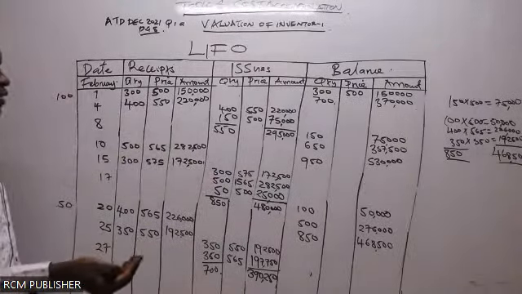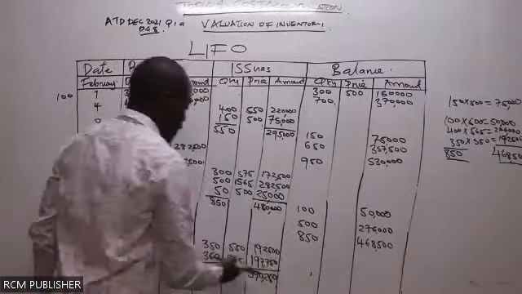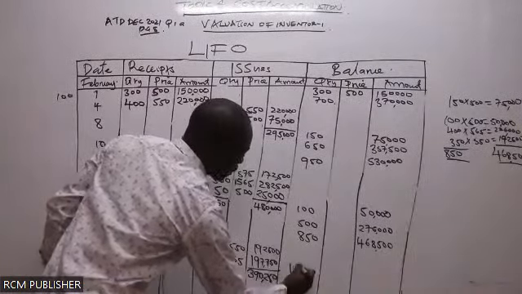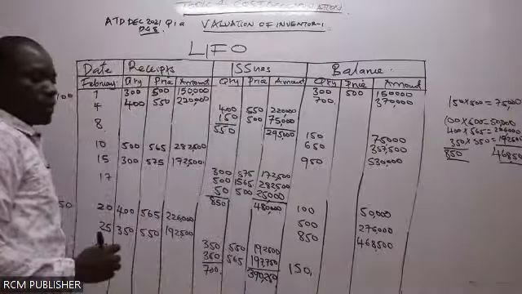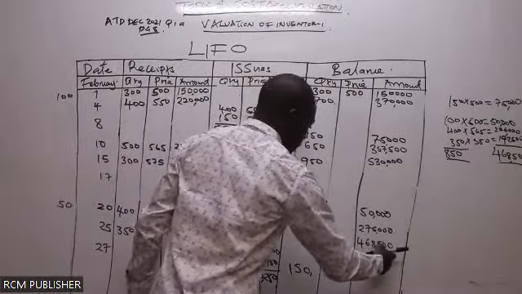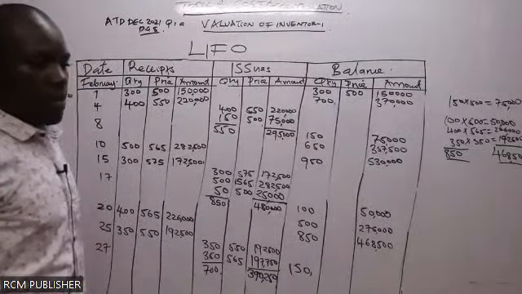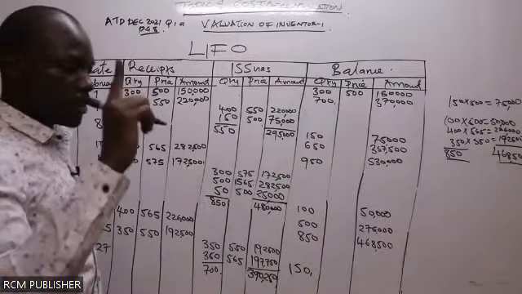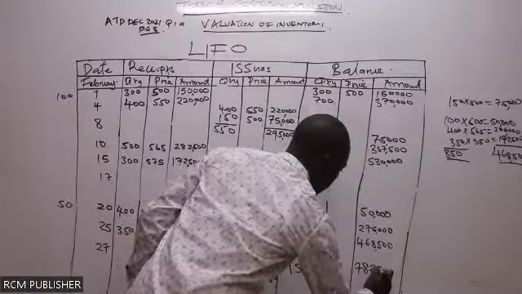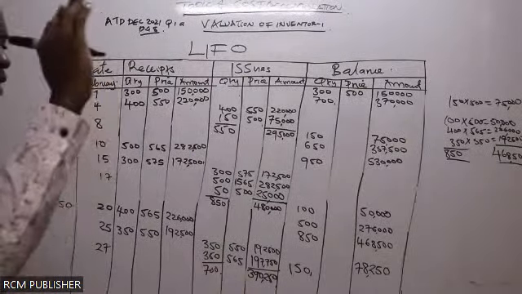Let us now check the balance in terms of stock. We add 850, we are taking away 700. So what are we remaining with? 150. That is the balance. This 150, what will be the value? 468,500 minus 390,250, we are having 78,250. That is the value of our closing stock.